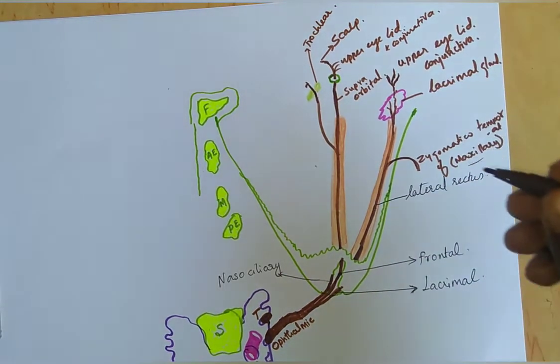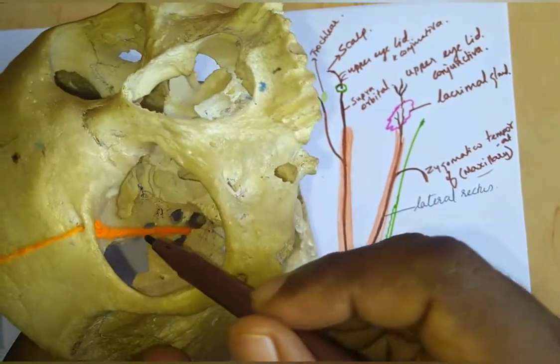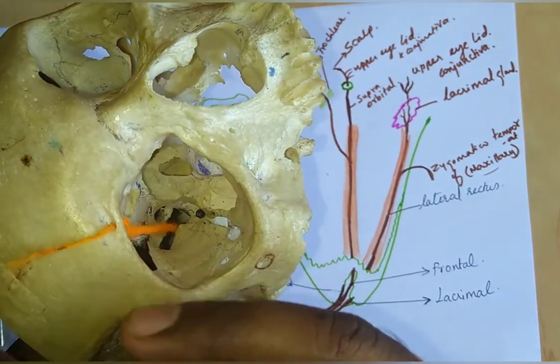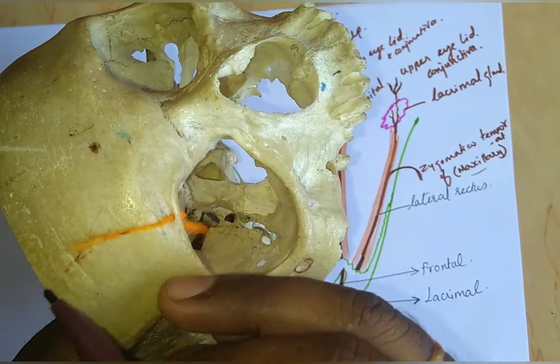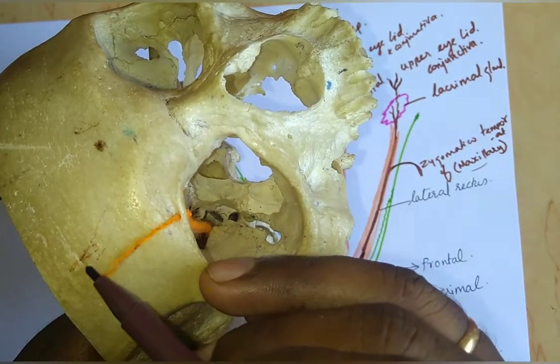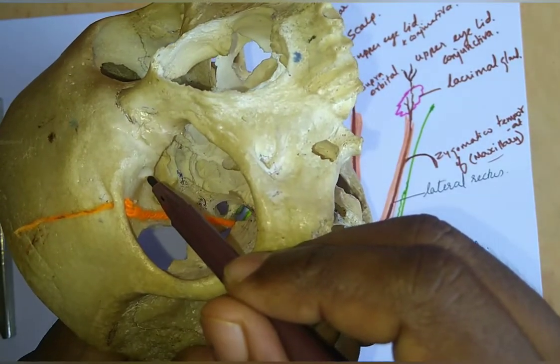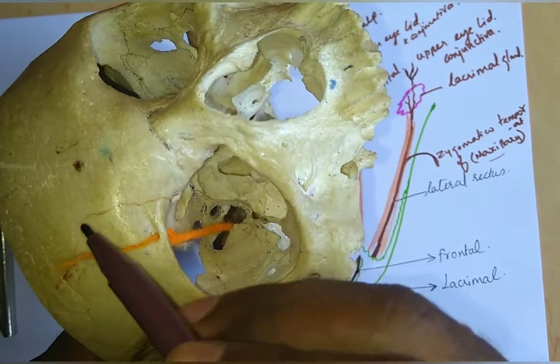Then after entering, this is the trochlea. This is the supraorbital nerve. Okay, we are using a thread to demonstrate the supraorbital nerve. Now, the supratrochlear nerve will be found medial to it. This is the trochlea. It will be coming through this region and it will be supplying the forehead.